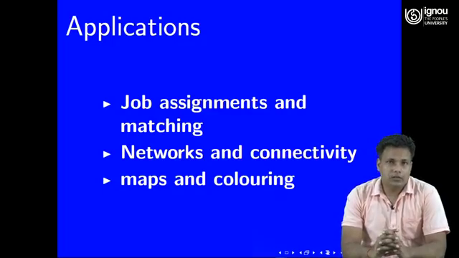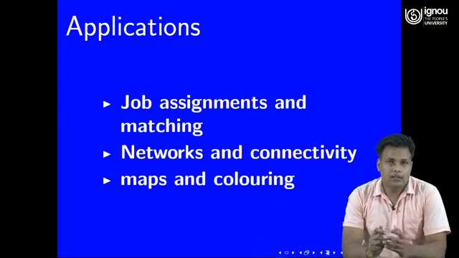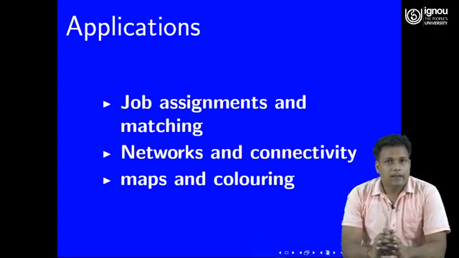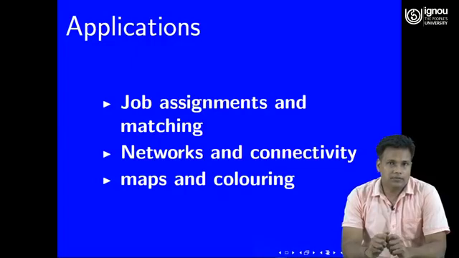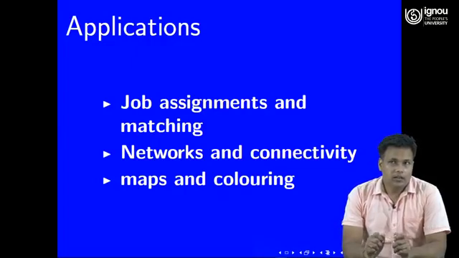And the third problem that is related to graph theory and has profound impact on graph theory is maps and coloring, the map coloring problem. You see any map of any state or any country, or even any world map, you find that the map uses at most 4 colors. So why is it the case?